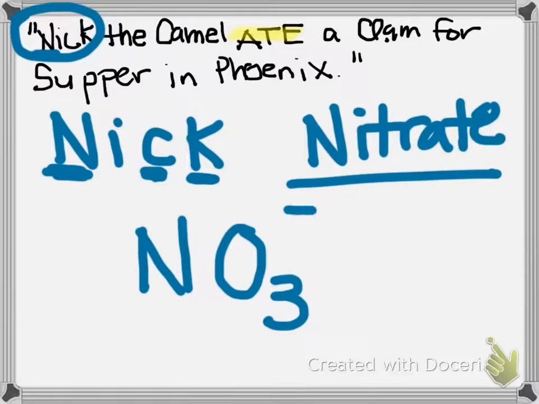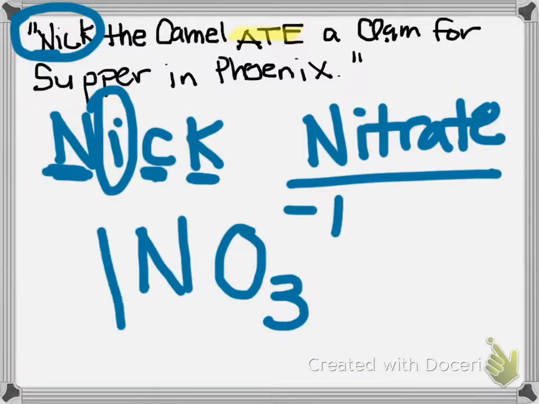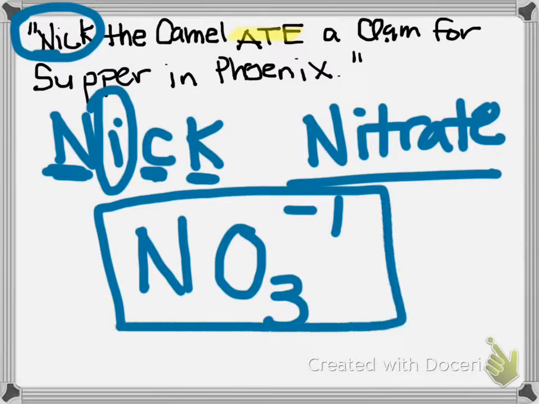The negative charge, because they're all oxyanions, will be the number of vowels in the name. So Nick has 1 vowel in the word, so it has a -1 charge. Nitrate is NO3, -1. All right, let's try a different one.